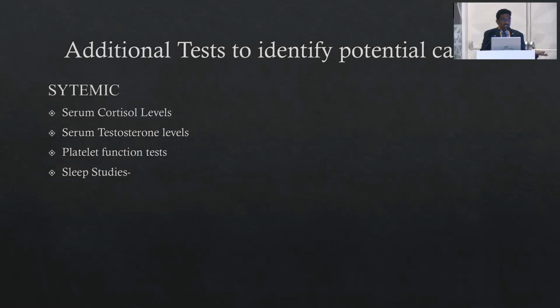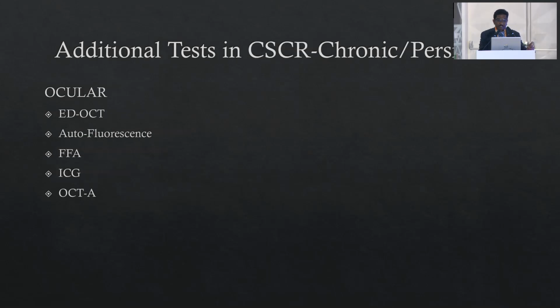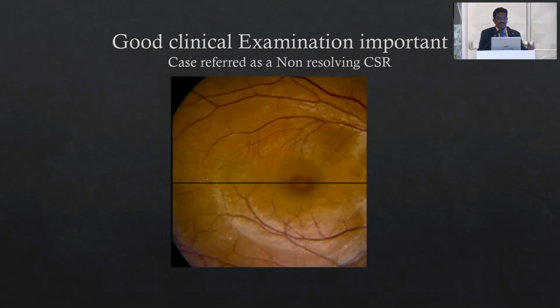Then, in these cases, we may require additional tests. So, in chronic CSR patients, I may consider doing serum cortisol levels, testosterone levels, platelet function tests. Sleep studies I have not yet done, but may need to consider them. As far as the additional ocular tests are concerned, we may have to do an enhanced depth OCT, then ICG and OCTA. These are the three investigations that would be required in these cases.